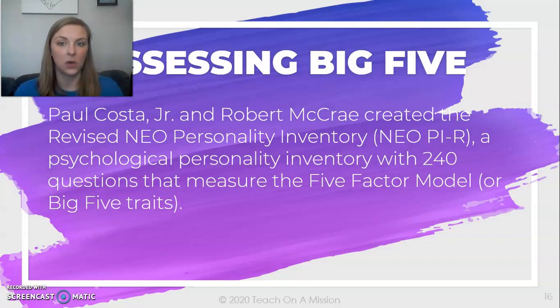Okay, so let's assess this. How do we determine where someone is on this spectrum? Well, Paul Costa and Robert McCrae came up with the Revised NEO Personality Inventory. Basically, it's 240 questions, and you answer them. Most of these are those questions like 1, 2, 3, 4, 5. How strongly do you agree? How strongly do you disagree? That kind of thing. And based on your answers to these questions, we can look at a key and determine where you fall on a certain trait.